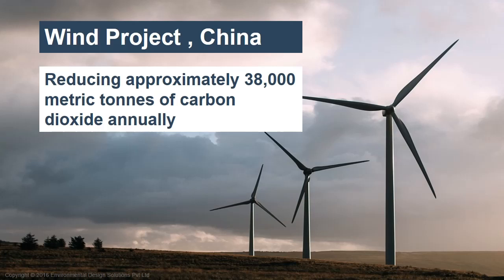The next example is a wind project in China. This project consists of 19 850 kilowatt turbines having a total generation capacity of approximately 16 megawatts. In addition to reducing approximately 38,000 metric tons of carbon dioxide annually, this project promotes sustainable development by expanding local employment opportunities as well as increasing the local tourism.